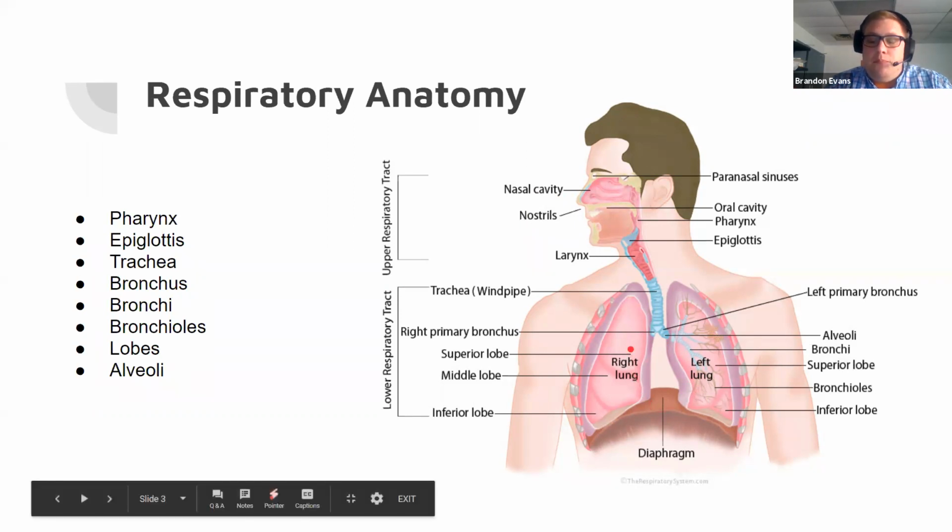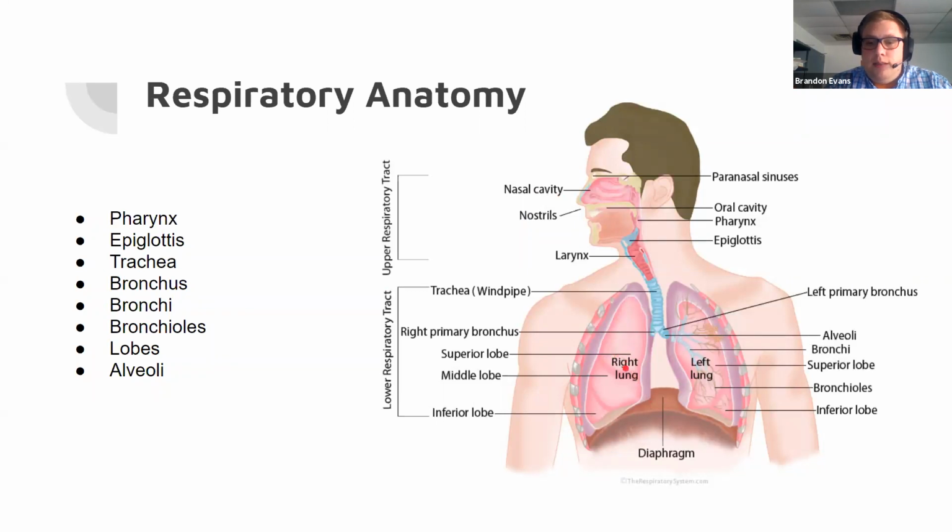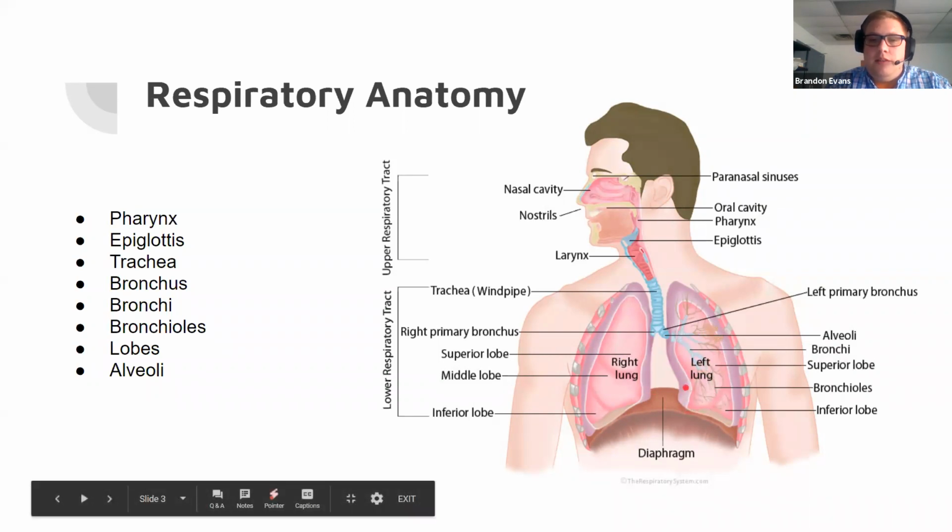We have three primary lobes in your right lung. We have your superior, middle, and inferior lobes. And then on the left lung, we have your superior and inferior lobes, making room for the heart on this side of the body.